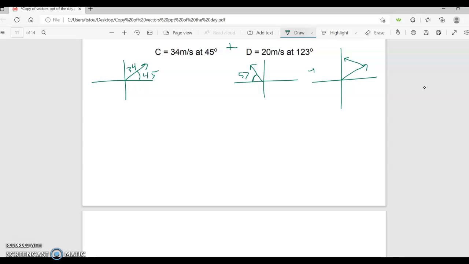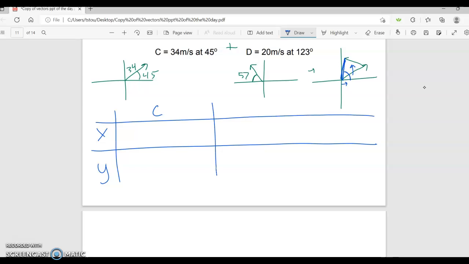And so the resultant is kind of a funny little one in there. It's right in here, right? So I'm going to find this angle here, and I'm going to look at how much does it go x and how much does it go y. So let's set up our table, x, y. I'm going to look at my C vector and my D vector and take a look at my resultant vector as they add together.